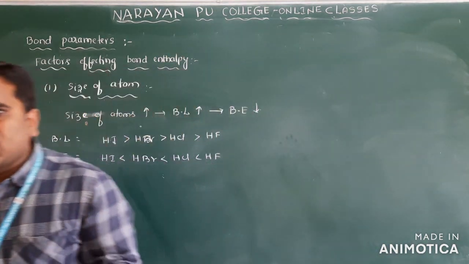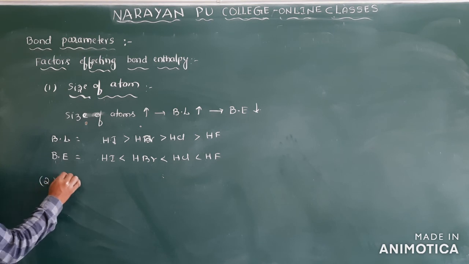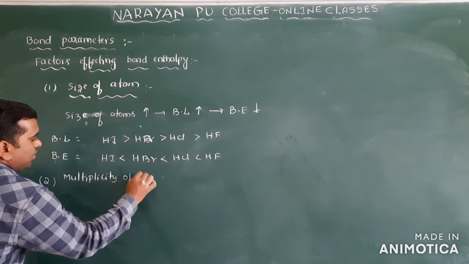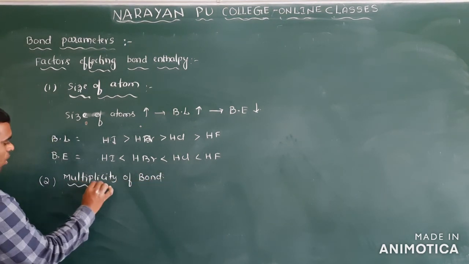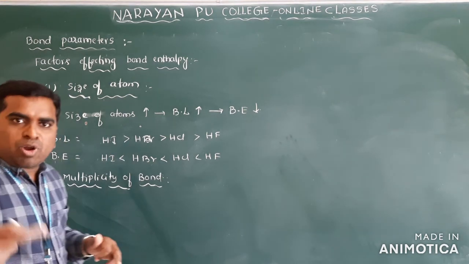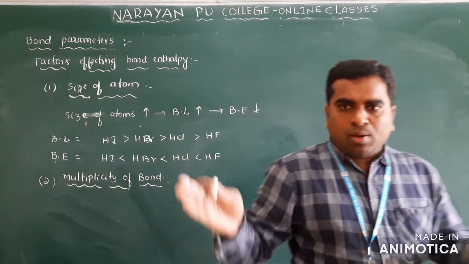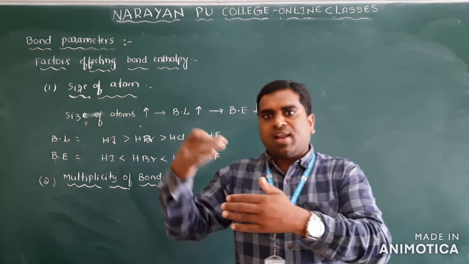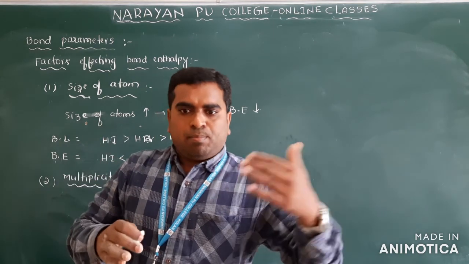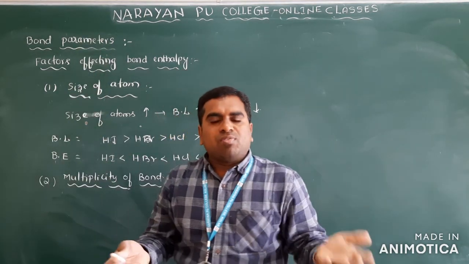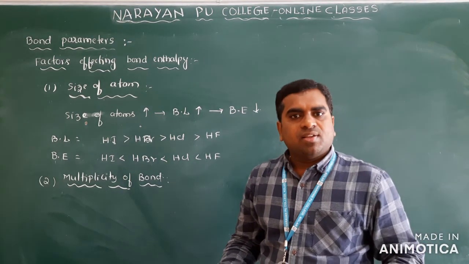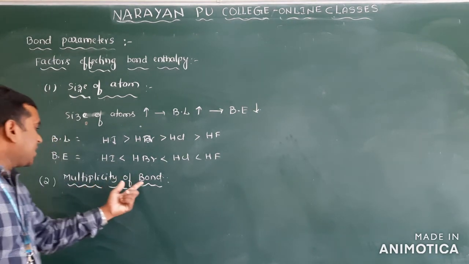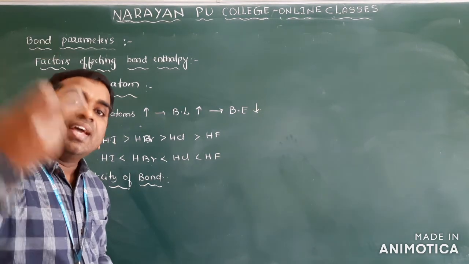Clear? And the second one is multiple bonds. Multiplicity of bond. You know, as the number of bonds increases, automatically bond strength increases, because the number of bonds increases. A single bond is there, next single bond and double bond, two bonds are there. Breaking two bonds and breaking one bond, breaking one bond is very easy. Clear? So that's why as the multiplicity of the bonds increases, automatically bond enthalpy, bond energy increases. Clear?